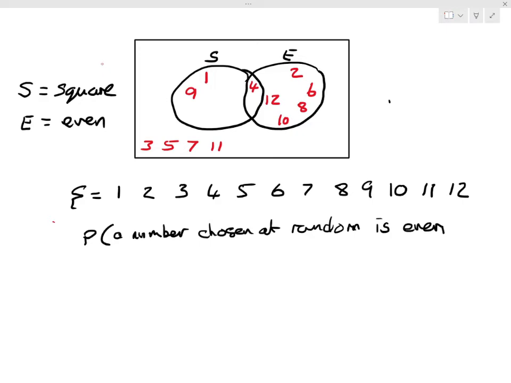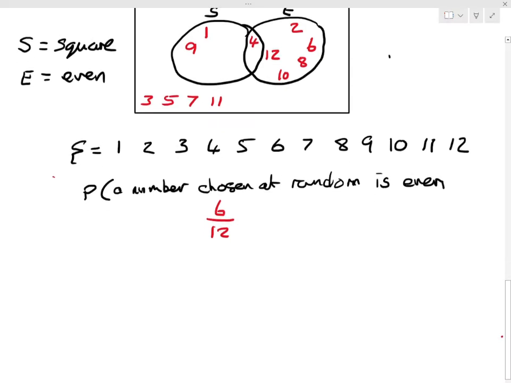Now, one thing to notice here, all these ones out there, they're all prime numbers, aren't they? Because prime numbers can't be squares, can they? 2 is a prime number, isn't it? But it's even, so it goes in there. So a number chosen at random is even. How many even numbers have we got? 1, 2, 3, 4, 5, 6. So we got 6 out of 12 altogether. So that's that. Okay, let's do another one.